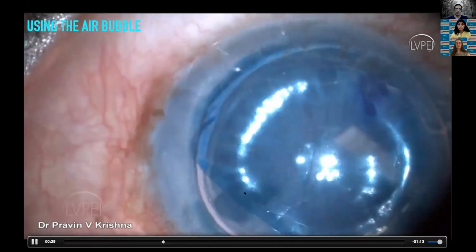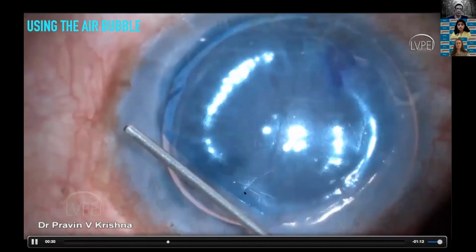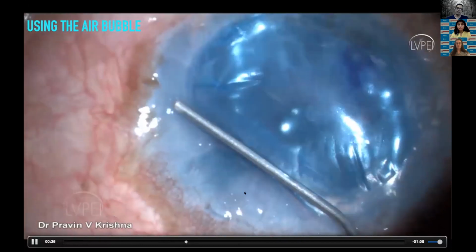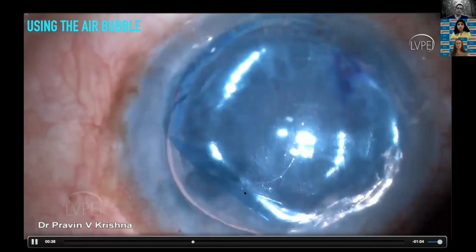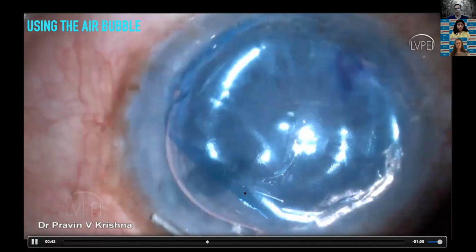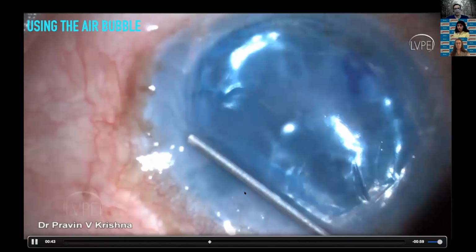So what I'm going to do is move the air bubble away from the area of the fold, allowing the graft to be soaked again in aqueous, and then suddenly letting go again, so that when the graft unfolds, the air bubble again helps in unraveling the graft and then holds it up in the correct orientation.